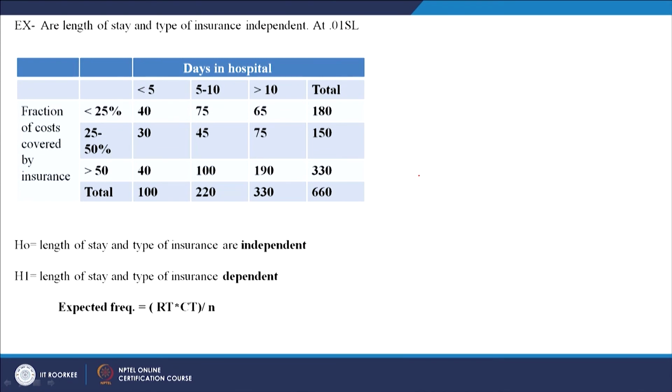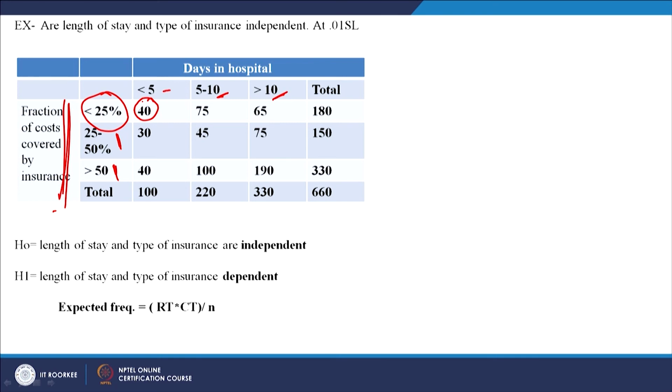So, let us look at this question. The fraction of cost covered by insurance company, let us say less than 25% of the total bill of the hospital, when the cost covered is between 25 to 50%, and when it is more than 50%. And the stay in hospital is less than 5 days, between 5 to 10 days and more than 10 days, right. So, let us look at what this is.